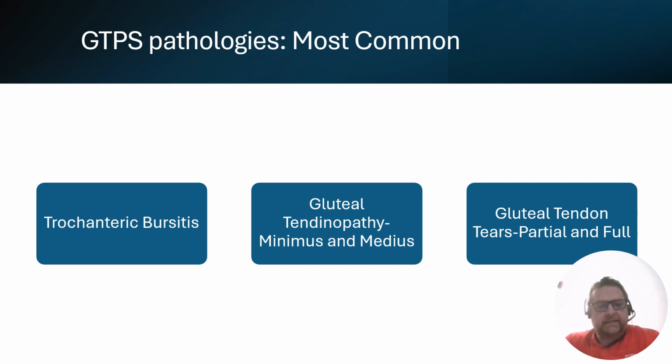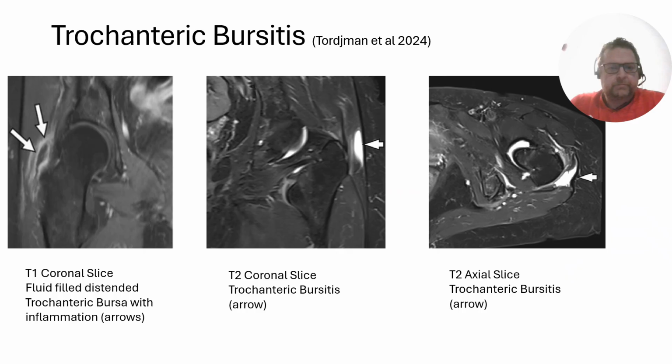So GTPS is an umbrella term encompassing multiple conditions, including trochanteric bursitis, gluteal minimus and medius tendinopathies, and gluteal tendon tears, both partial and full. And this brief video will go through what to look for in each.